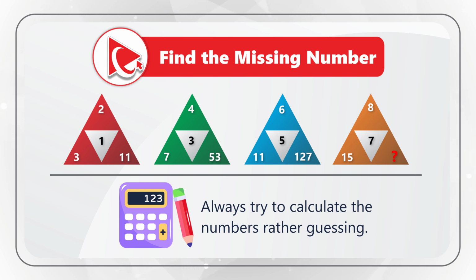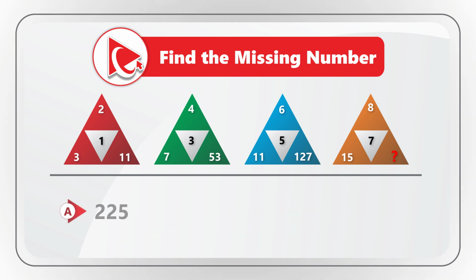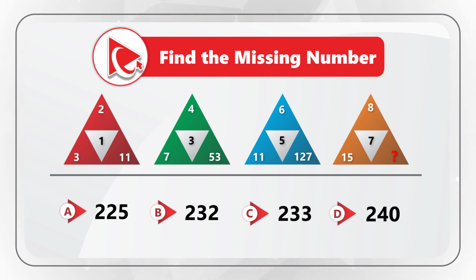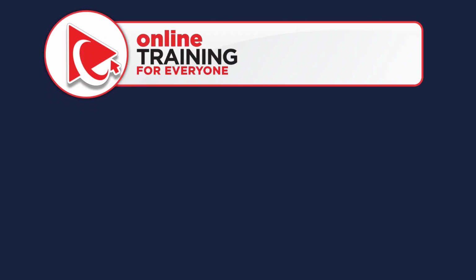And you need to select the calculated number out of 4 different choices. Choice A, 225. Choice B, 232, choice C, 233, and then last but not least, choice D, 240. Take a close look to see if you can solve this challenge. Are you ready or not?